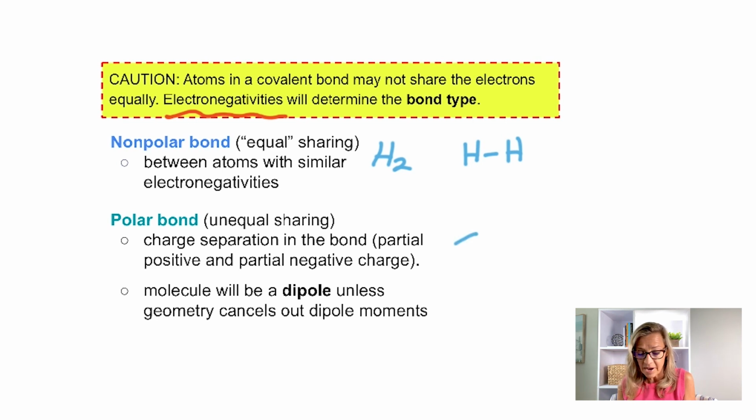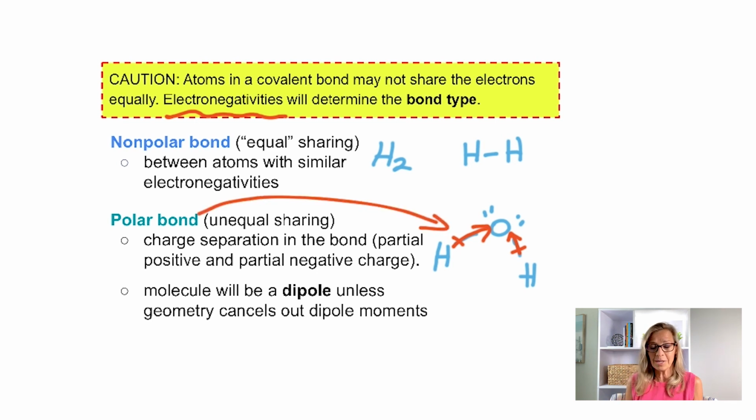But if we have hydrogen bonded to oxygen, such as in a water molecule, they are not going to share equally because oxygen is way more electronegative. And what's going to happen is it's going to pull electrons in that bond physically toward the oxygen in that molecule. And it will do the same thing really on the other side of the molecule. And this is what we call a polar bond. That's the polar bond, unequal sharing.